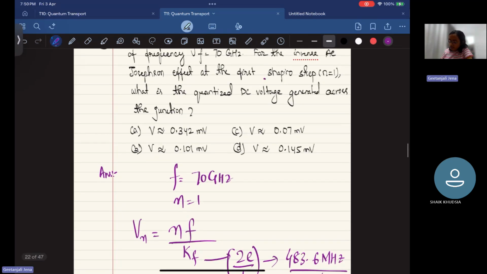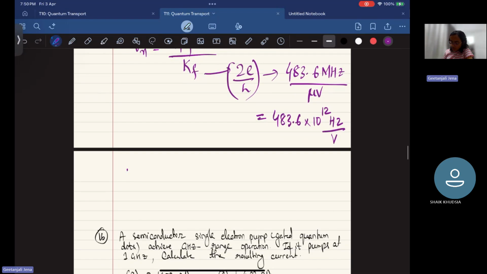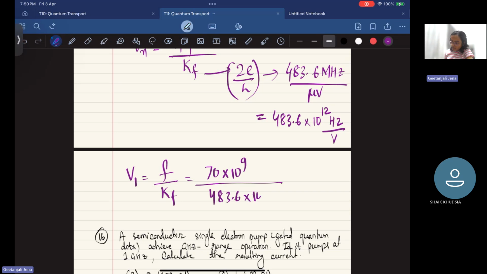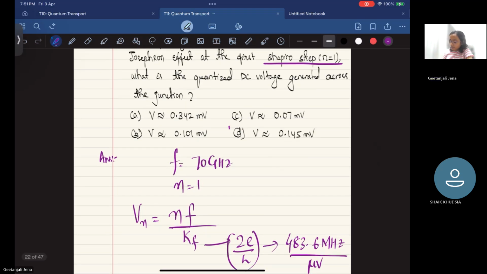And n is given, the Shapiro step is 1. And frequency is also given. So the quantized DC voltage that you will get at n equal to 1 is F by Kj. F is 70 gigahertz, and Kj is 483.6 into 10 to the 12. This is volt. And this will come around 0.145 millivolt. Option D.